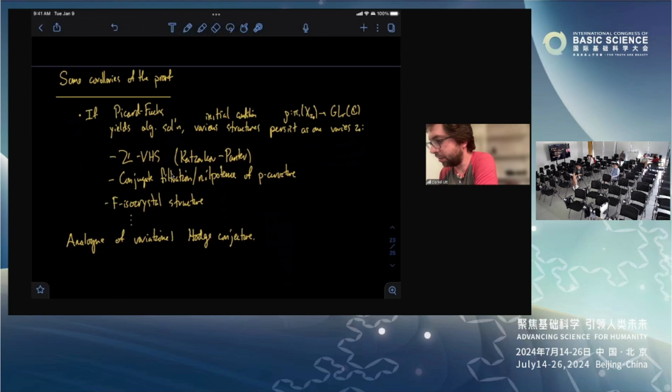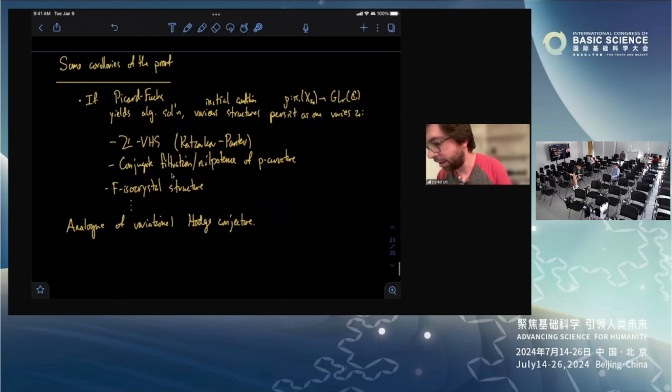You know that the p-curvature of all the isomonodromic deformations is nilpotent, and in fact, the conjugate filtration mod p deforms off the central fiber in a canonical way. There's some F-isocrystal structure and so on and so forth. And maybe if you're philosophically minded, you can think of these statements as some kind of non-abelian analogs of statements in the flavor of the variational Hodge conjecture. Okay.